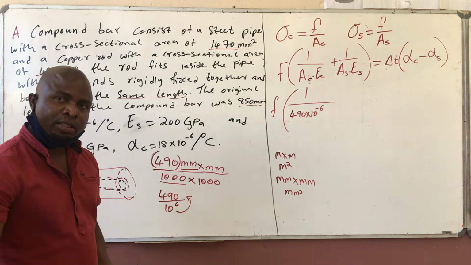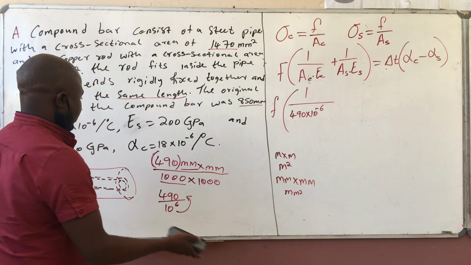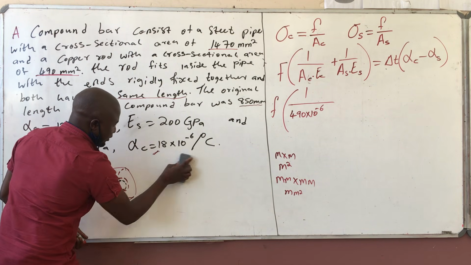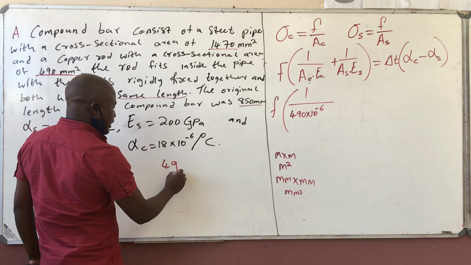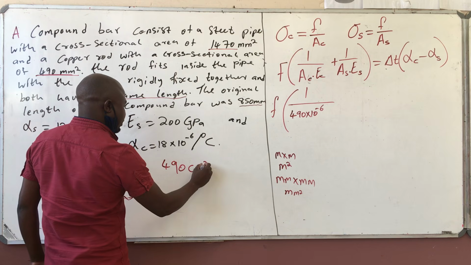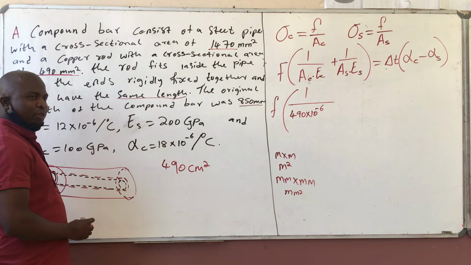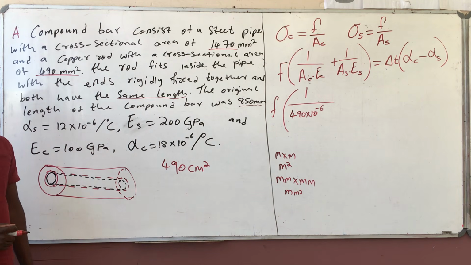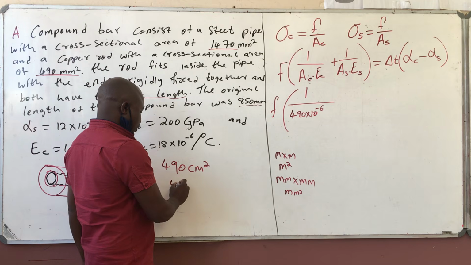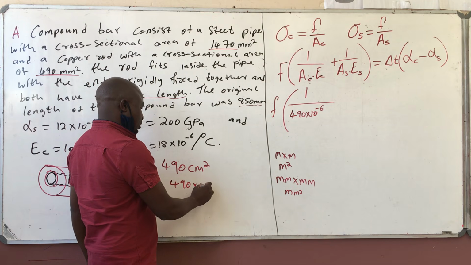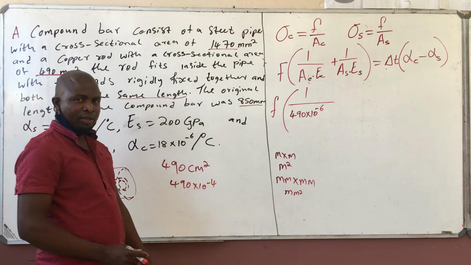So do you understand that one? Okay, I want to see if you understand that one. Convert this: 490 centimeters square. Convert it to meters. Times 10 to the power? Yes, times 10 to the power negative 4. 490 times 10 to the power negative 4. It's correct.